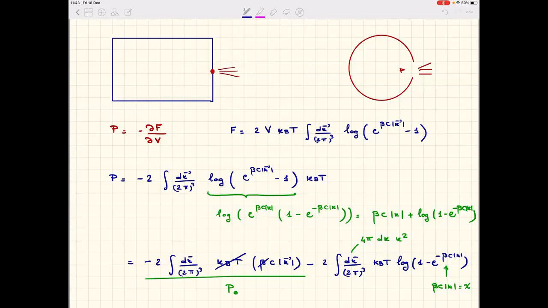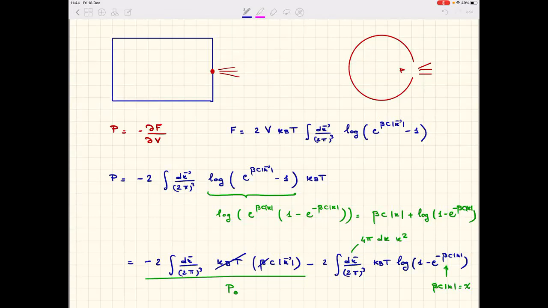Professor, what is P naught? P naught is just a contribution to the pressure that is temperature independent. It depends on the size of your cavity. It's like the Casimir energy. It's independent of temperature, so it's just sitting there. It depends on the size of your cavity, how it looks.